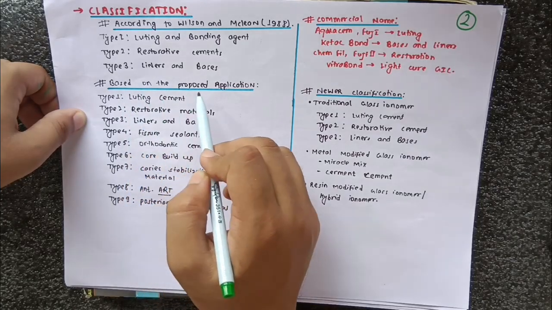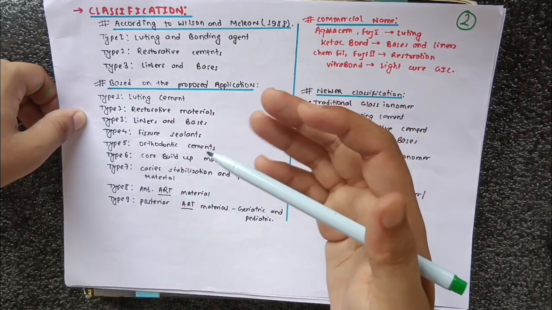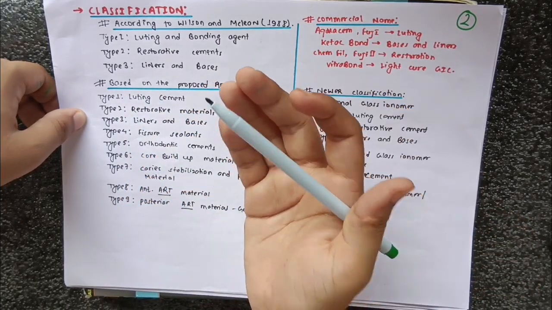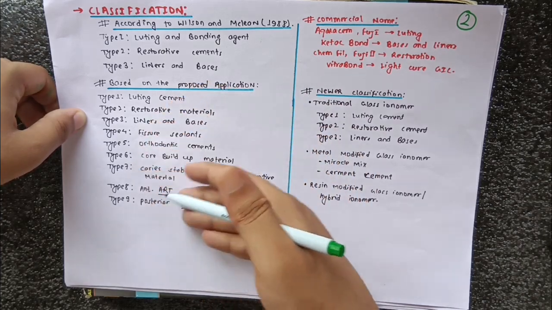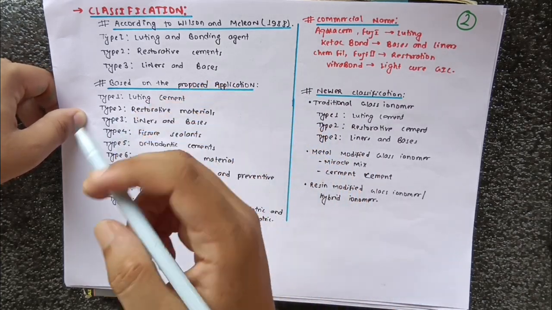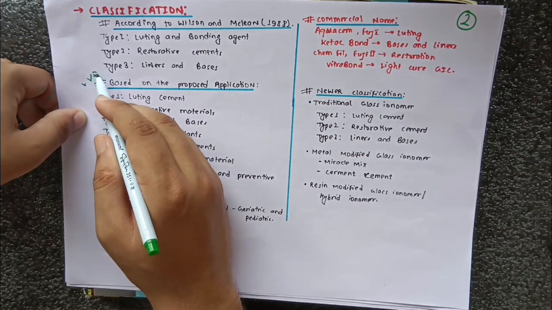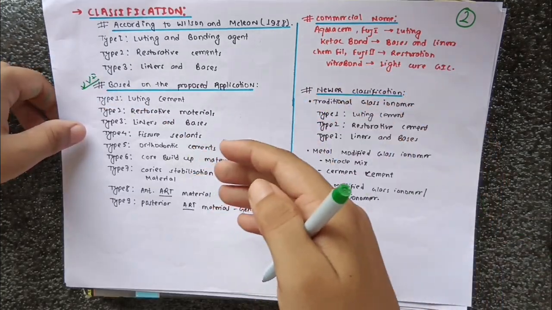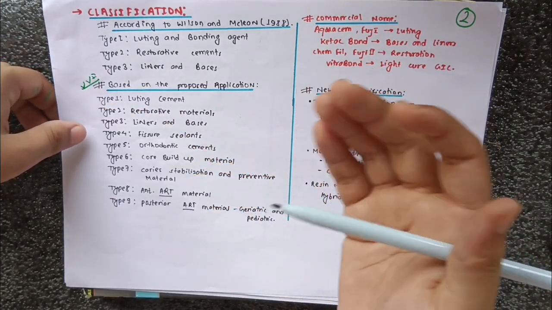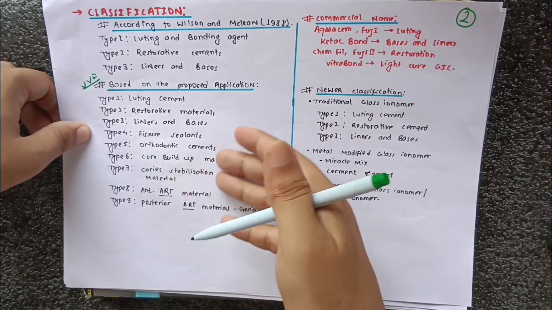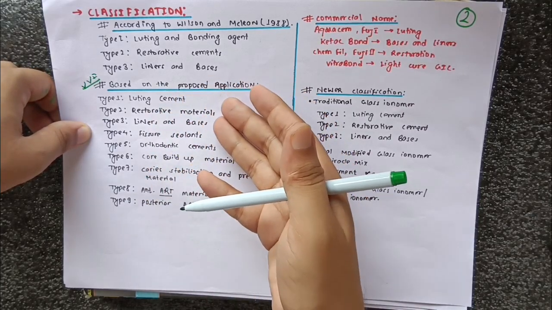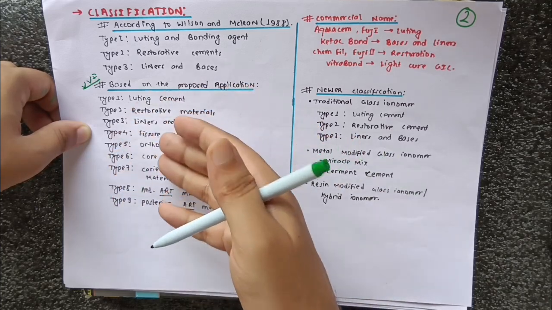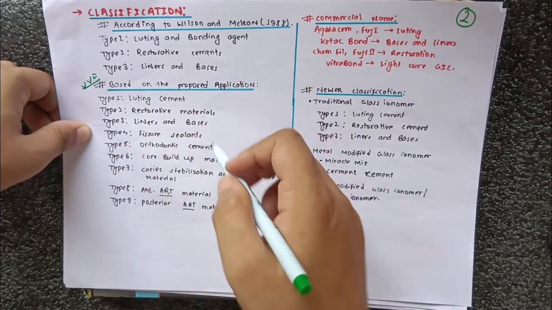After that, based on the proposed application, how we use the glass ionomer cement, we have classified the GIC into 9 types. And this is very important. When I faced the viva of this dental material, my examiner asked me the same question: tell me the classification of GIC on the basis of their application. At that time I told all of those, so you should remember all those points.